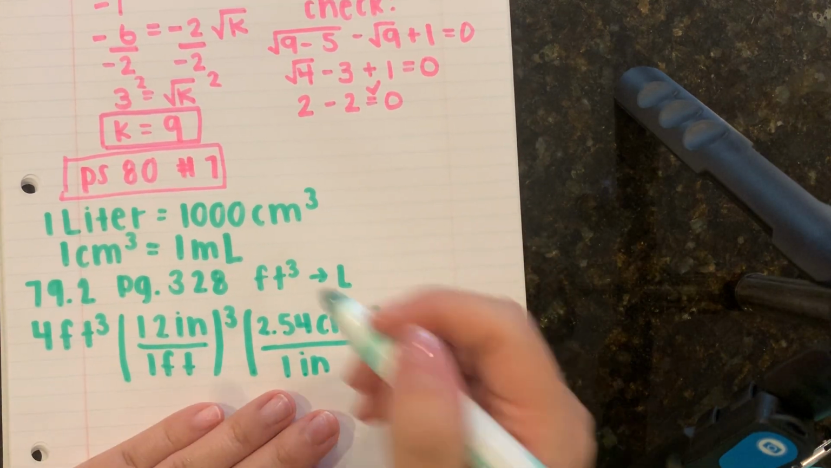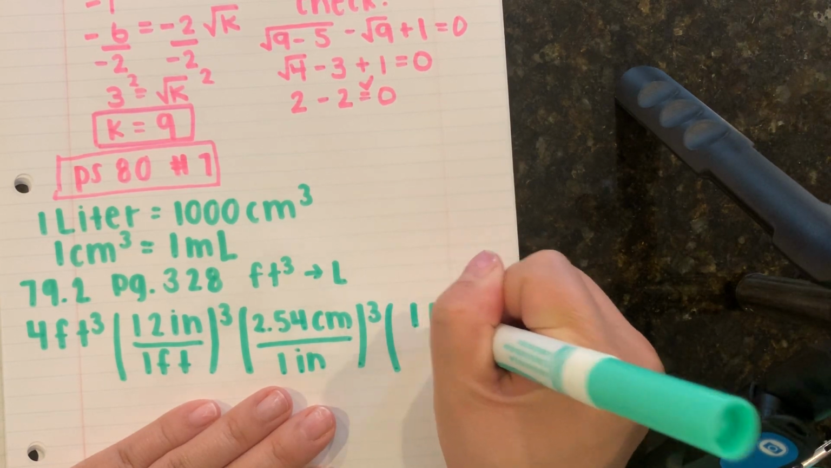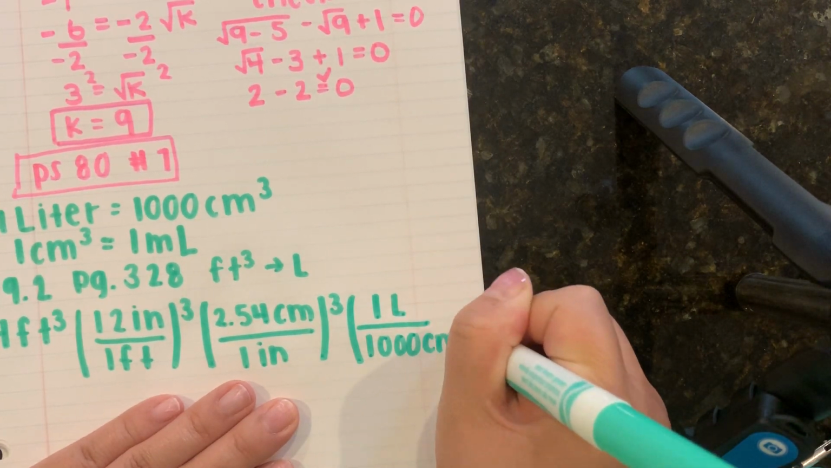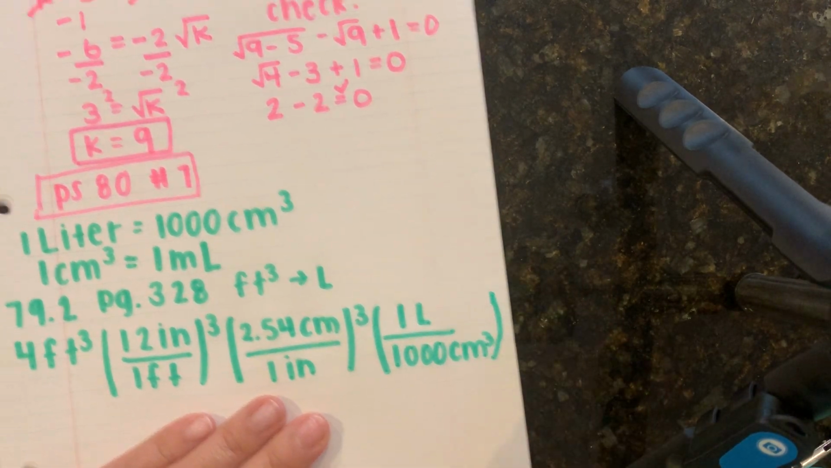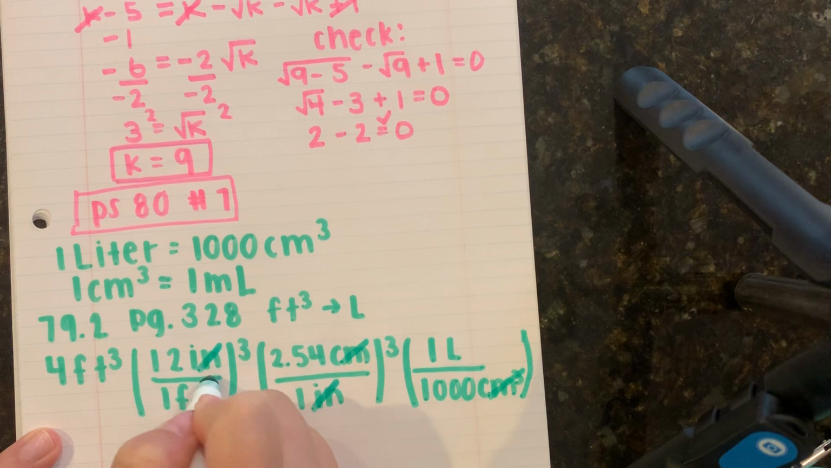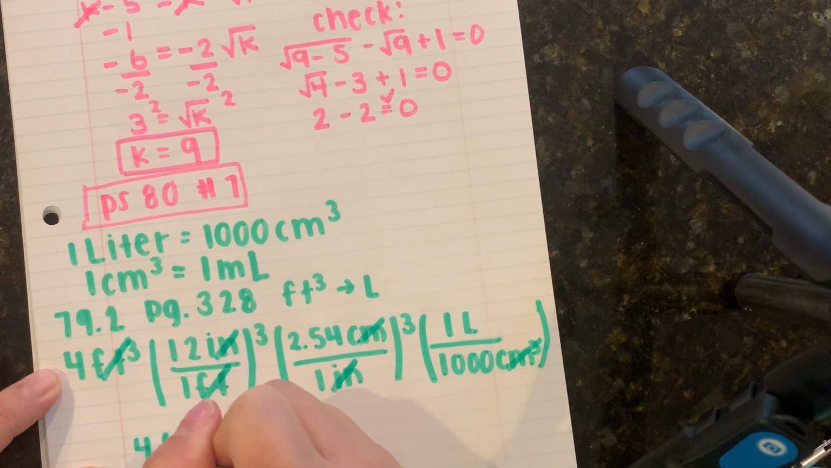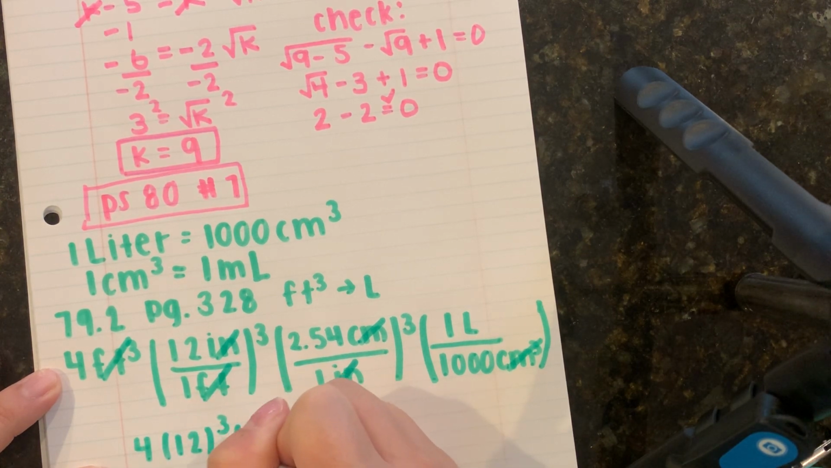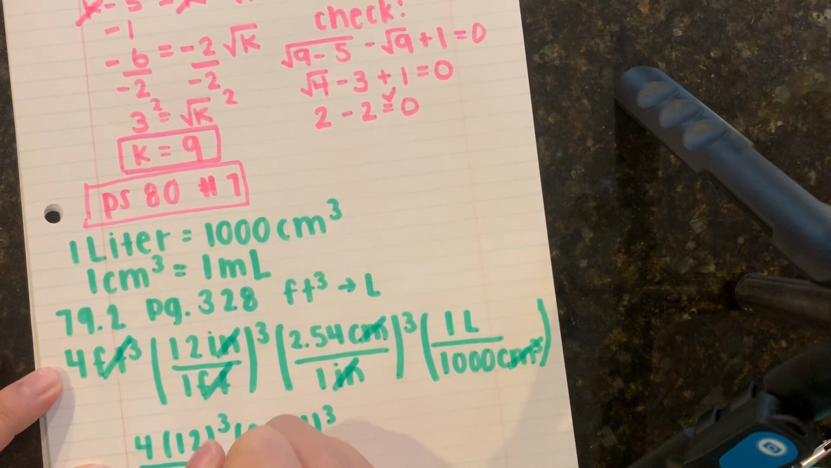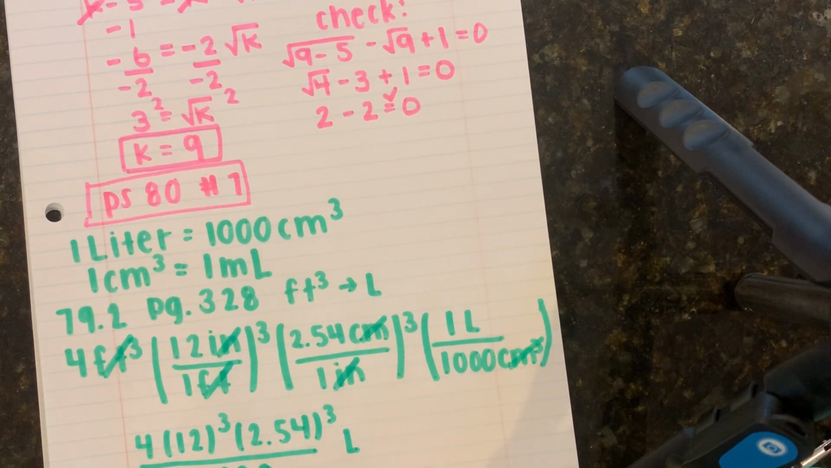And then my last unit multiplier would be this one given, which is 1,000 cubic centimeters would be equal to 1 liter. And that's over 1,000 centimeters cubed. So what you should see is that my centimeters are going to cancel, my inches cancel, and then my feet cancel. My answer would be 4 times 12 cubed times 2.54 cubed, and that's over 1,000. And your answer would be in liters.